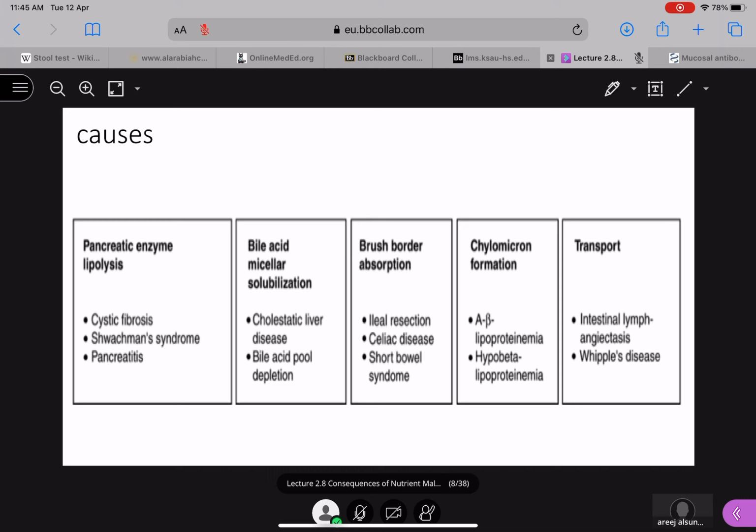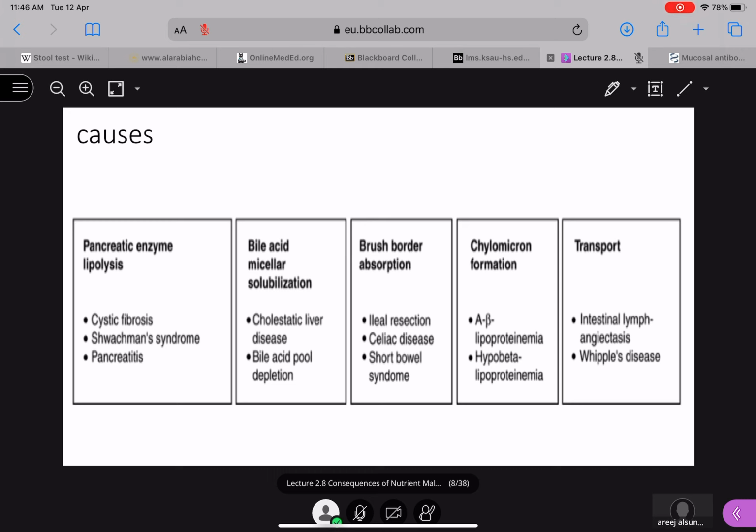Again, we said bile acid and bile salt are very important in emulsification and micelle formation. So if we have a problem in bile acid, there will be steatorrhea, such as in cholestatic liver disease or in bile acid synthetic defect.